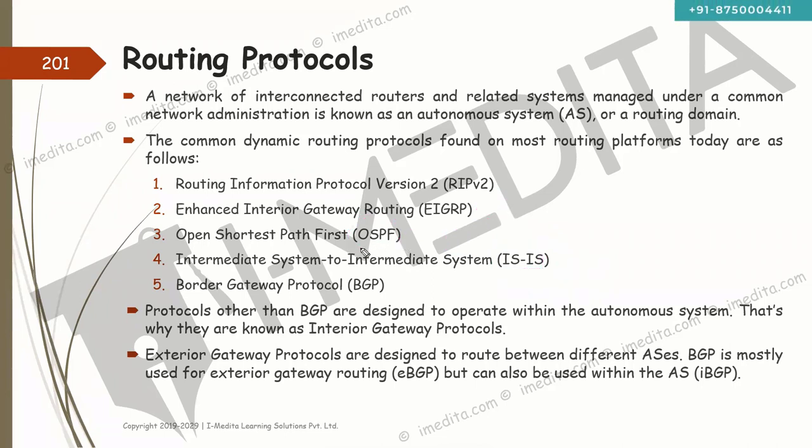So OSPF can be used in an enterprise network, ISIS can be used in an enterprise network, EIGRP can also be used in an enterprise network. If you have Cisco devices, you will mostly go for the EIGRP protocol. And if you have other vendor devices, you can go for protocols such as OSPF and ISIS. ISIS you will mostly see in the service provider environment, but your enterprise infrastructure can also include ISIS in its internal routing.